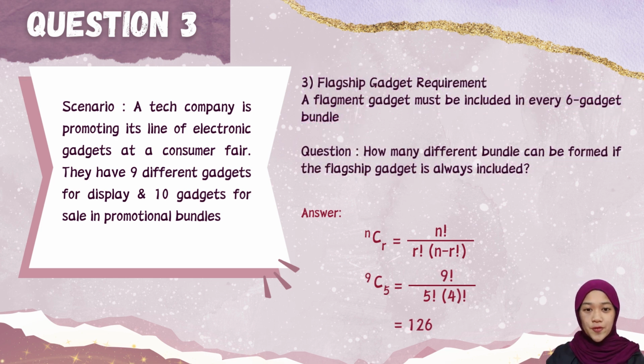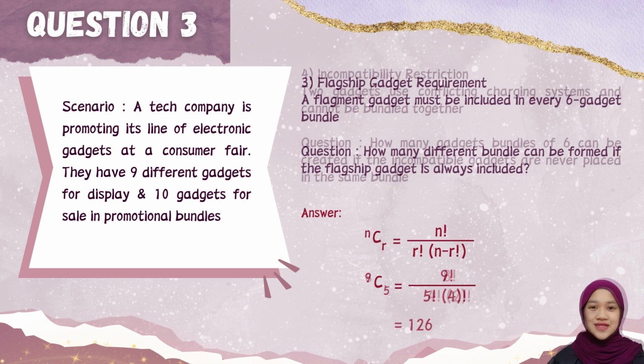Okay, the third question is about flagship gadget requirement. A flagship gadget must be included in every 6-gadget bundle. So here we have 9 different gadgets for display, and we have to choose a 6-gadget bundle. From the 6 gadgets, one of them is a flagship gadget, which means the flagship gadget is fixed. So we only have to choose another 5 for the gadget bundle. So the total is 9, so we just substitute 9 for N and 5 for R. Just calculate using a calculator. Then the final answer is 126, which means we can form 126 different bundles.